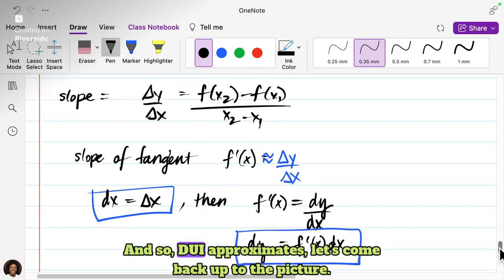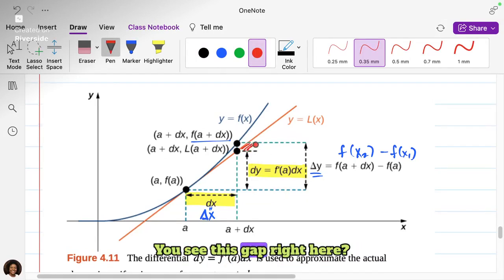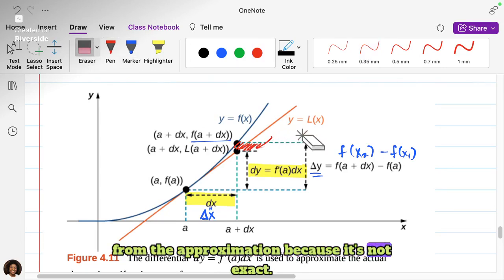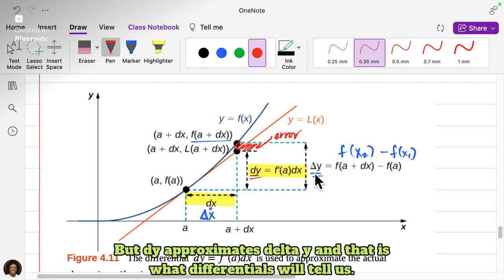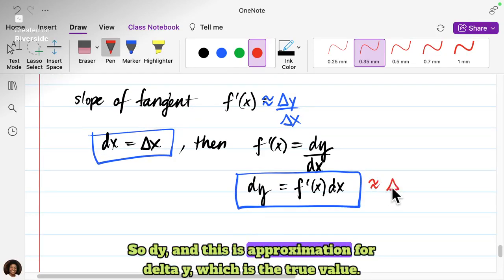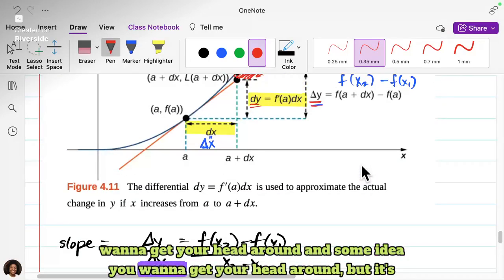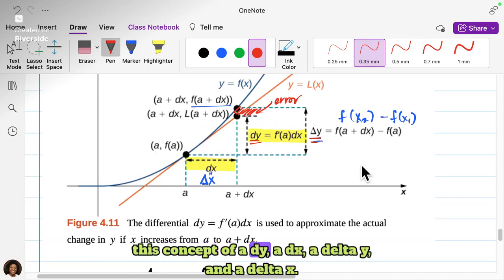And so dy approximates, let's come back up to the picture. You see this gap right here? That's the error from the approximation because it's not exact. But dy approximates delta y, and that is what differentials will tell us. So dy, and this is approximation for delta y, which is the true value. Okay, so really when we look at differentials, there's some picture you want to get your head around and some idea you want to get your head around, but it's this concept of a dy, a dx, a delta y, and a delta x.